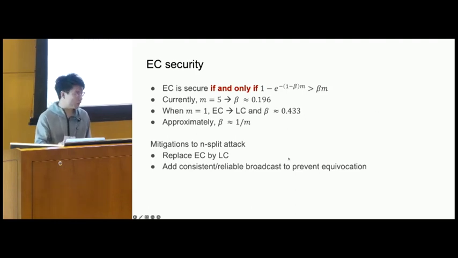The first one is simply to replace EC by LC. Although this is simple, it still requires a hard fork in the Filecoin software client. Another mitigation is to add a consistent or reliable broadcast to prevent equivocation. This one is backward compatible, so it only requires a soft fork. The second approach is currently adopted by the Filecoin team.